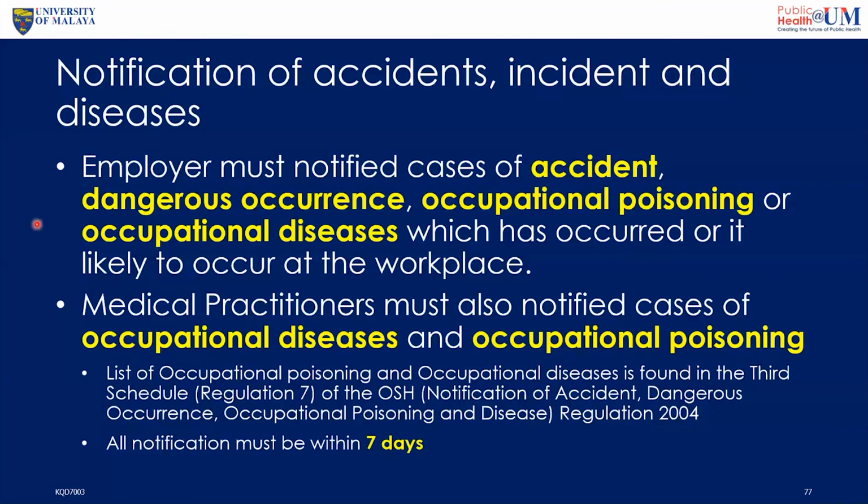So notification of incidents, accident incidents and diseases. If you're an employer, you must notify accident, dangerous occurrence. What's dangerous occurrence? Occupational poisoning and occupational disease. Accident we know, something that has happened. Dangerous occurrence is like a near miss, but not all near misses you report, only near misses that are major and dangerous, all right? Occupational poisoning, yes, you've got to notify. Occupational disease, you also have to notify.